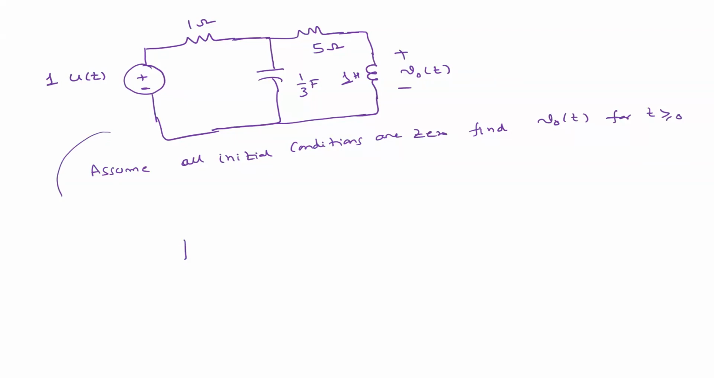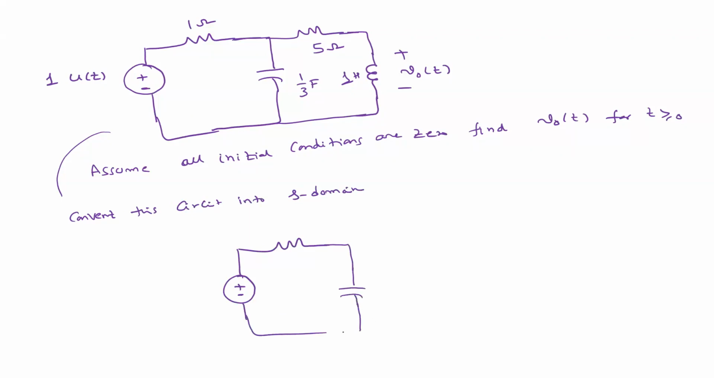This is a time domain circuit, right? So we have to convert this circuit into S domain first. So how to do that? We have a resistor, and we have no initial conditions, remember. So this will be the capacitor, that means the capacitor will be replaced. So we have a resistor, and we have an inductor here.